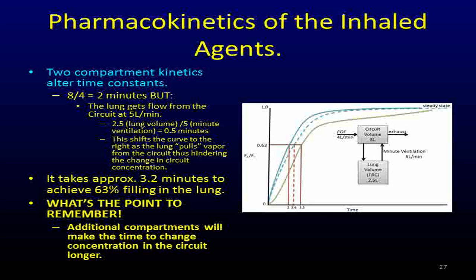Yes? That's right. Yes? The gas is flowing into the circuit. The liters per minute off the machine is not flowing directly into the lungs. It's only flowing into the circuit. In order to get flow to the lungs, that's minute ventilation. Right? And then you can't use minute ventilation when you're talking about a third compartment. But now we're talking about the alveolus to the blood. Now that's a different flow. Yeah?